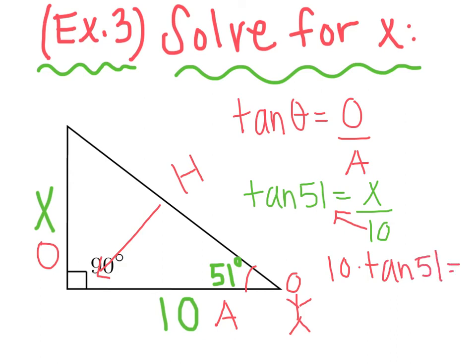Then from there, we type that in the calculator to see what our x will be. When you type that in the calculator, you are going to get 12.35, and that represents our x, which is the opposite side on the triangle.